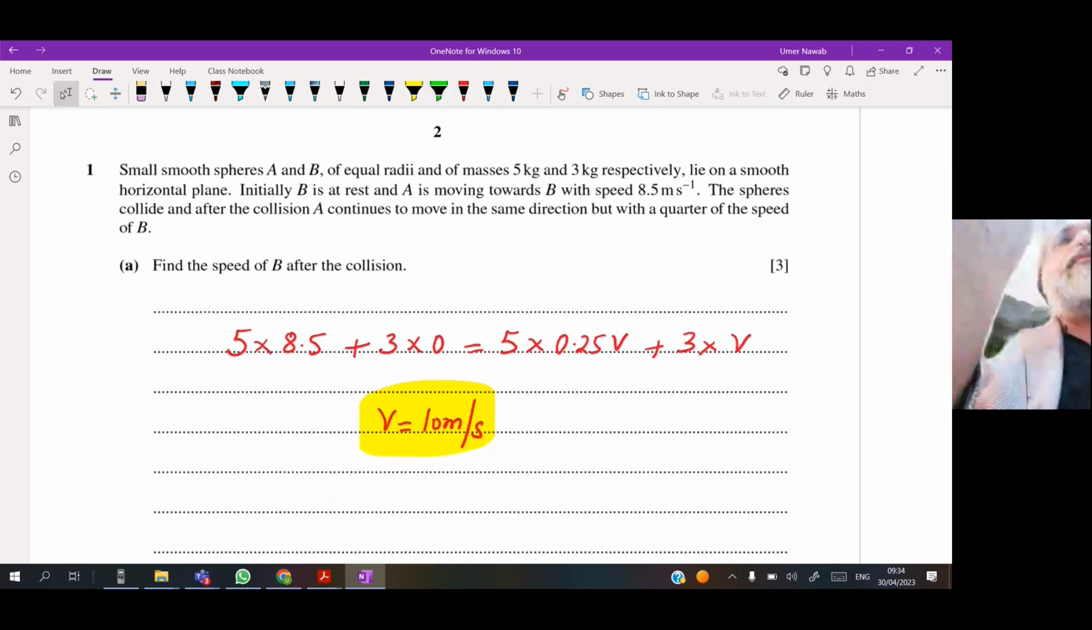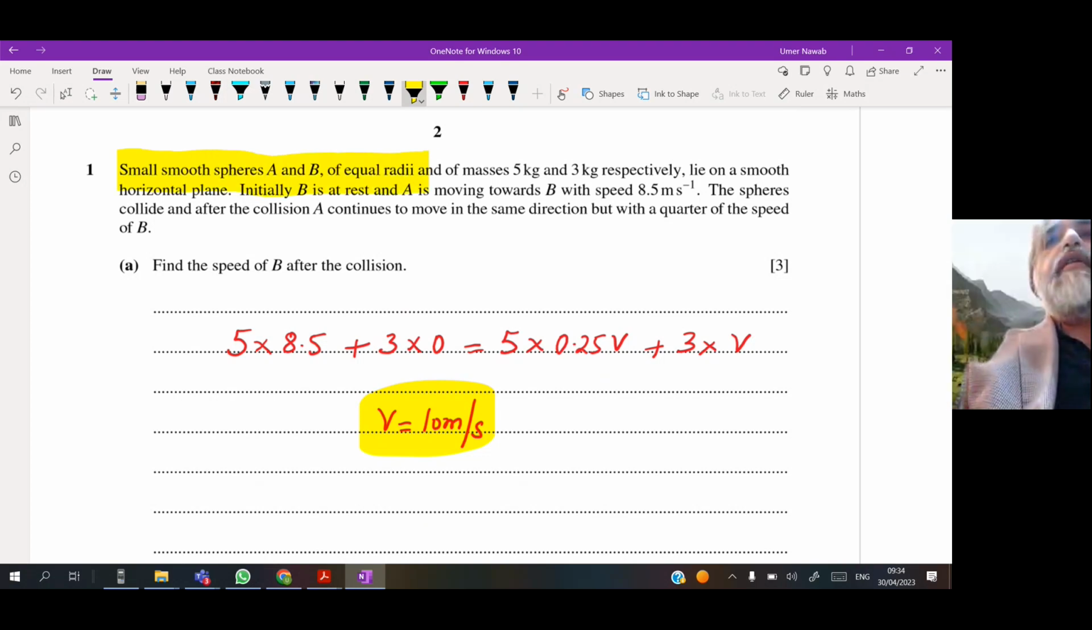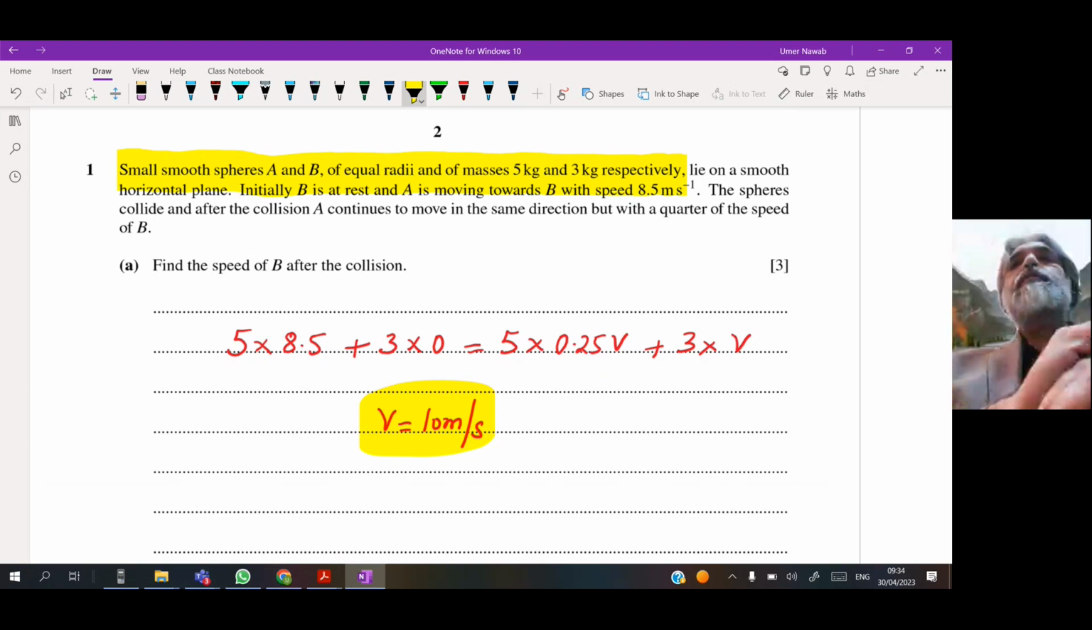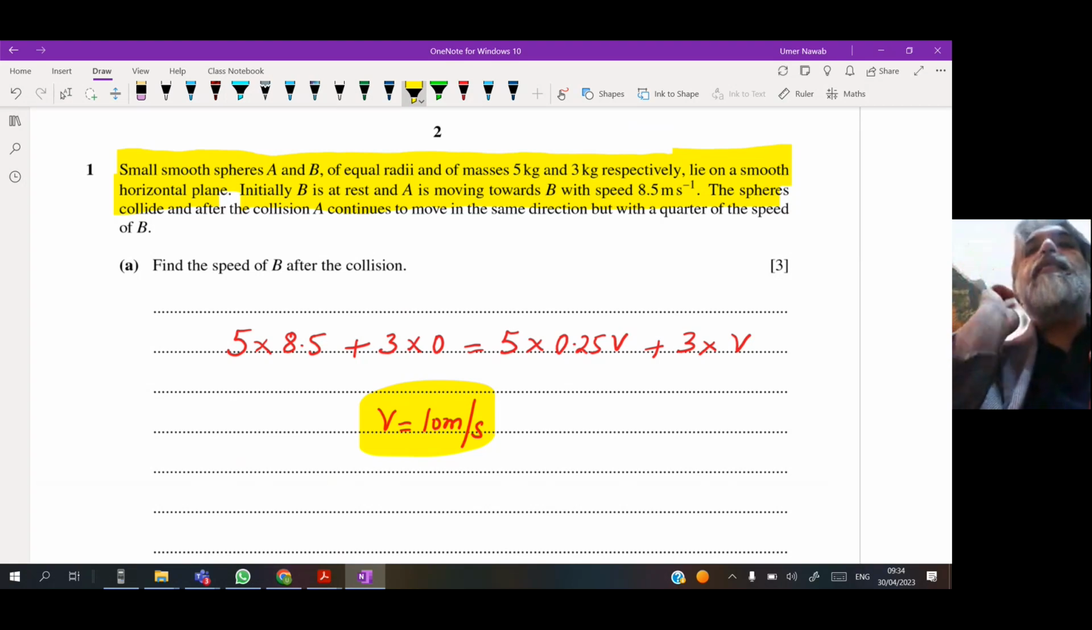Small, smooth spheres A and B of masses 5 and 3 kg respectively. The moment I started reading the first statement, it tells me it's a momentum question, and it is on a smooth plane. Initially, B is at rest, and A is moving towards B with the speed of 8.5. So the initial speed of A is 8.5 meters per second. However, B is in the position of rest.